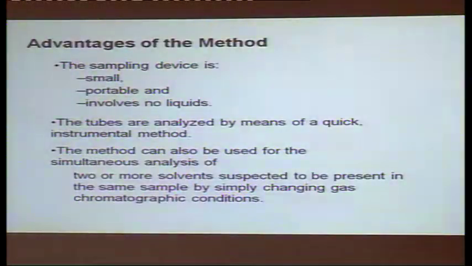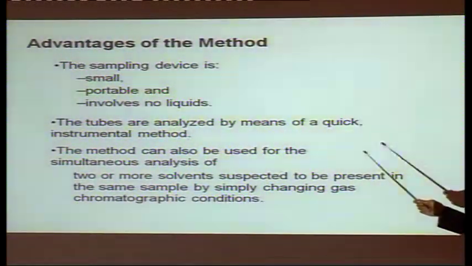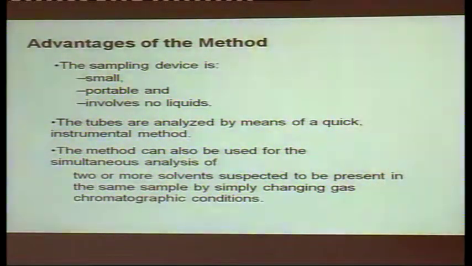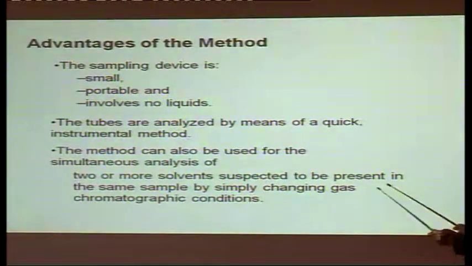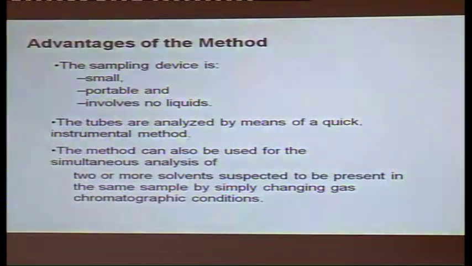Next. These are the sampling advantages. The sampling device is small, portable and involves no liquid. The tubes are analyzed by means of a quick instrumental method. The method can also be used for simultaneous analysis of a number of solvents present. Next.